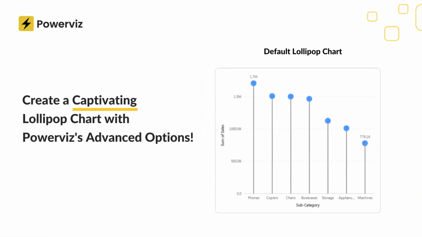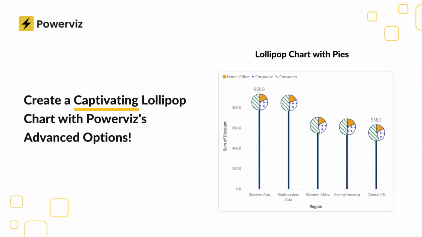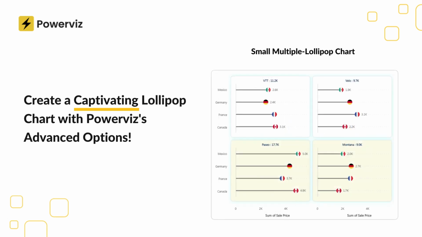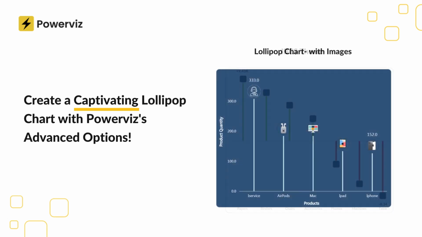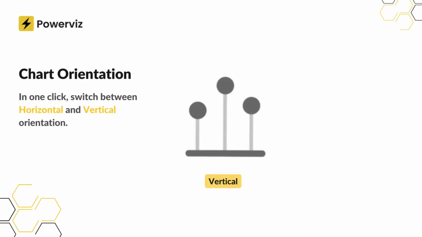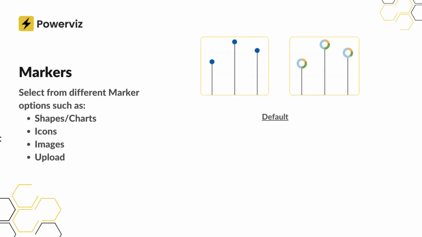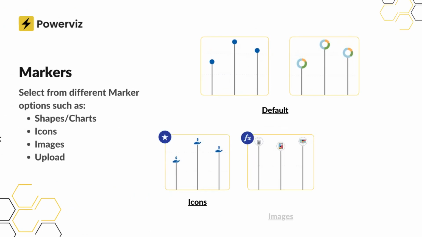This visual combines dots and lines to create a unique representation that's clear, impactful, and ideal for comparing categorical data. With advanced features like small multiples, error bars, IBCS templates, dynamic deviation, and much more, the Lollipop chart is perfect for anyone looking to elevate their data storytelling in Power BI.